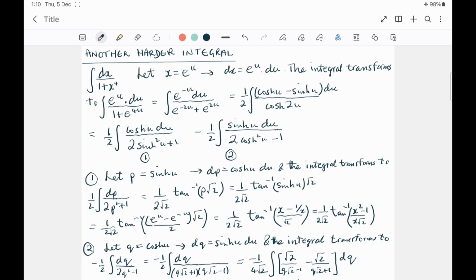And that then gives us the next step, which is 1 over 2 root 2 tan inverse of x minus 1 upon x over root 2, which equals 1 over 2 root 2 tan inverse of x squared minus 1 over x root 2. So that's as far as we've got there. I'll say a word about this one at the end.